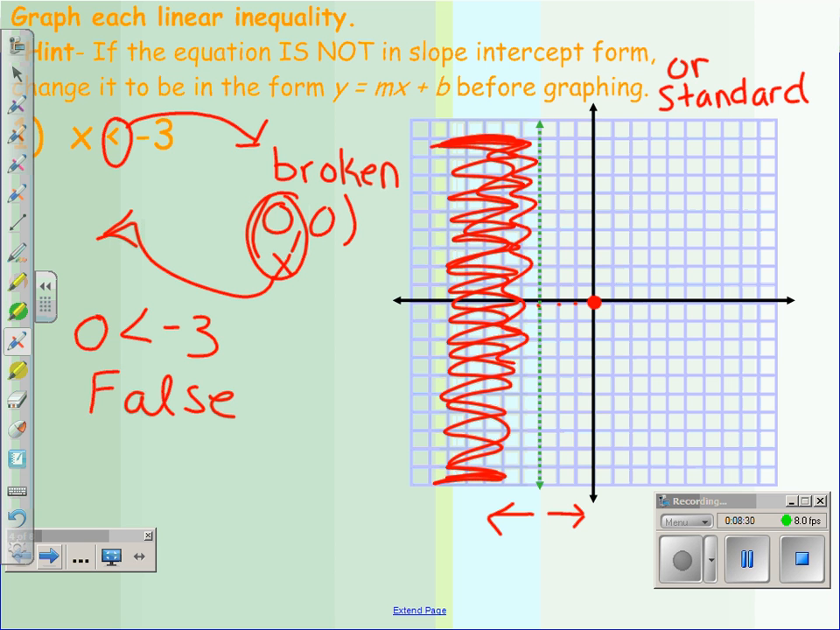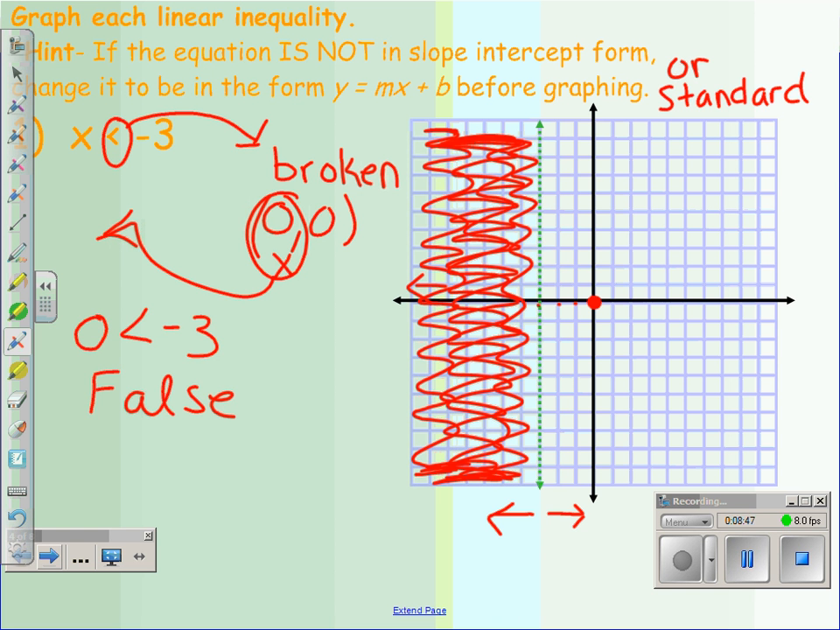So what does this mean? It means that every point that is to the left of our broken line, remember again, x is less than negative 3, every single point to the left moving on for infinity, all of those points then make this solution true, and that's how you leave it.